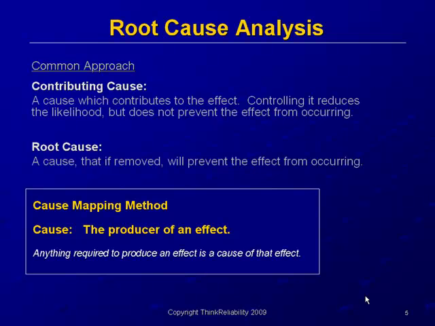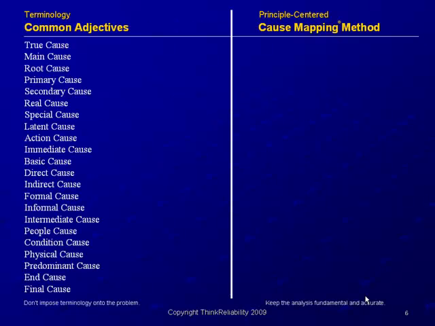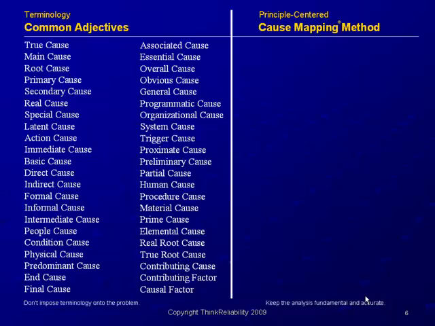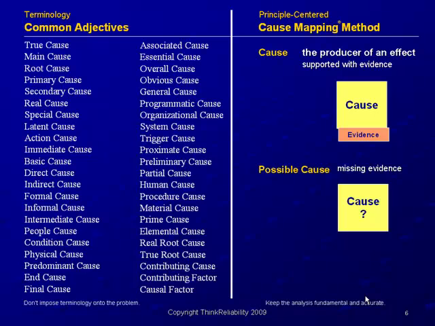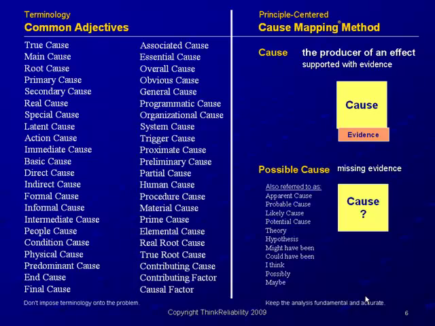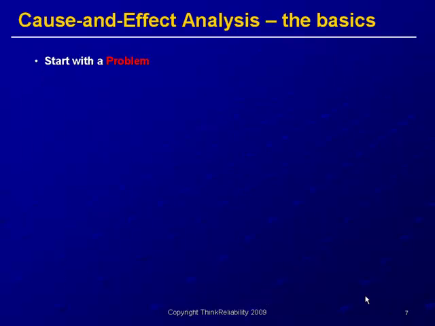So we don't use any adjectives to describe the types of causes. There's just the word cause. All the terms on the left are not in the dictionary. The word is cause, and you validate causes with evidence. If you're missing evidence, that's what a possible cause is. So when people are missing information, when they say apparent or likely or theory or hypothesis, those are possible causes, and you'd put a question mark. You're not sure if it's causally related, but a cause is validated with evidence.